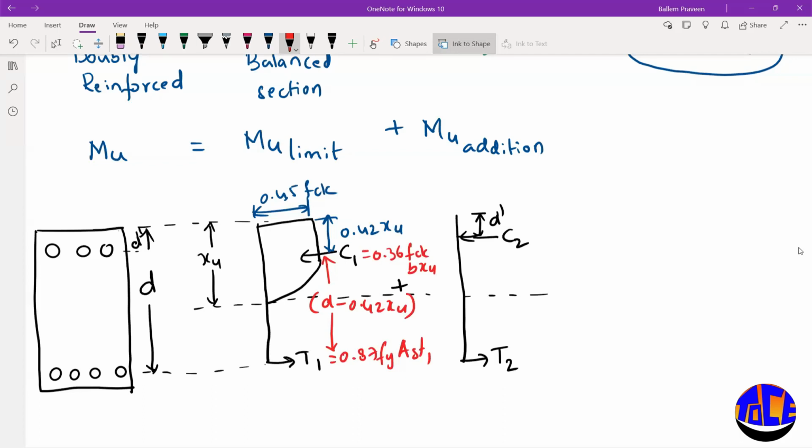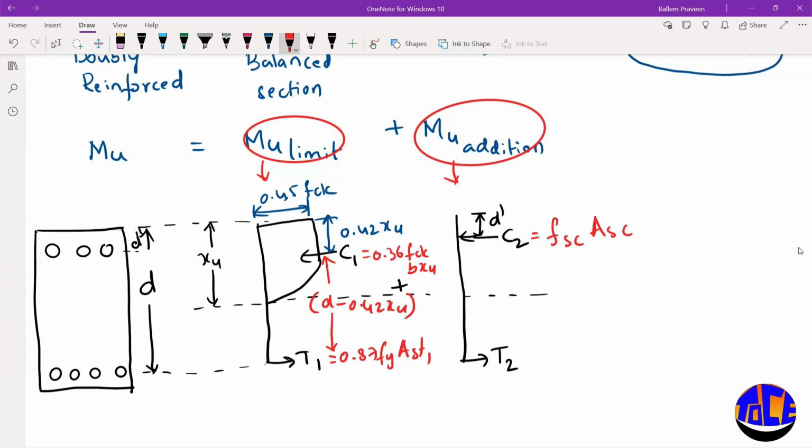Similarly, coming to the second figure: this first figure is for Mu limit, for a balanced section, and this is for additional moment. So how will you get C2? It is the force in the compression steel, right? So you need the stress in the compression steel. fsc represents the stress in compression steel, multiplied by the area of compression steel. So fsc into Asc will give you the force in compression steel.